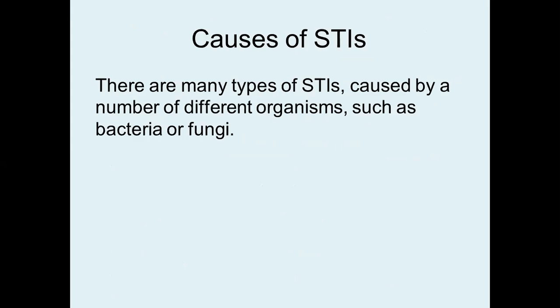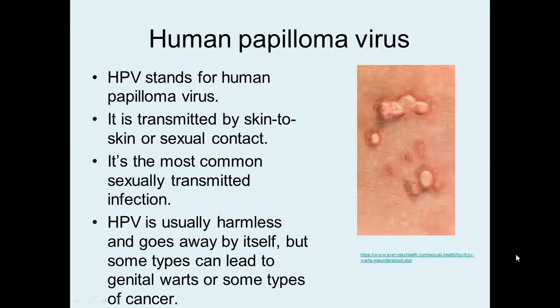So, the causes of STIs: there are many different types of STIs, caused by a number of different organisms, such as bacteria or fungi, but there are also other little organisms that cause STIs, such as viruses. The first one we're going to talk about is caused by a virus, and this one is human papillomavirus, abbreviated as HPV. Remember the rule? First write the entire thing out, then you're allowed to write the abbreviation in brackets, and after that you can use the abbreviation. So HPV stands for human papillomavirus.